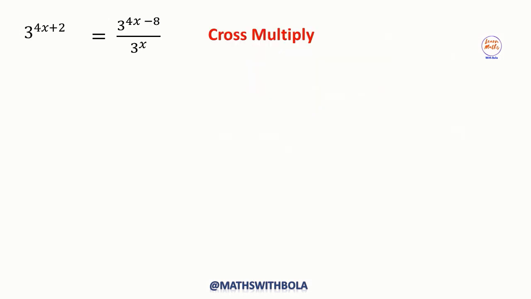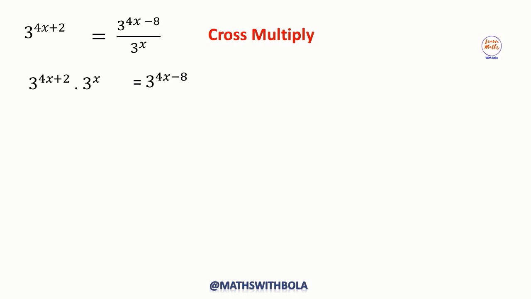So what do we do next? We'll cross multiply. And why are we going to cross multiply? So that we can have both sides looking alike. That is the essence of cross multiplication. So we have 3 raised to power 4x plus 2 times 3x equal to 3 raised to power 4x minus 8.